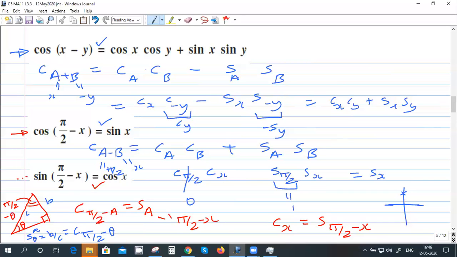They are complementary angles. Theta and pi by 2 minus theta are complementary. You know complementary angles, two angles that add up to 90 degrees. So that's why sine theta is cos of pi by 2 minus theta. Similarly, the other way around, sine of pi by 2 minus theta will be cos theta. This is a way of remembering the result.